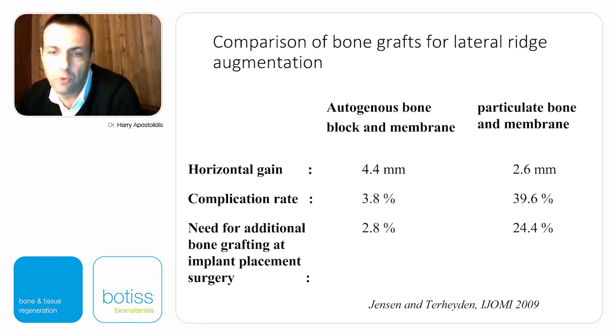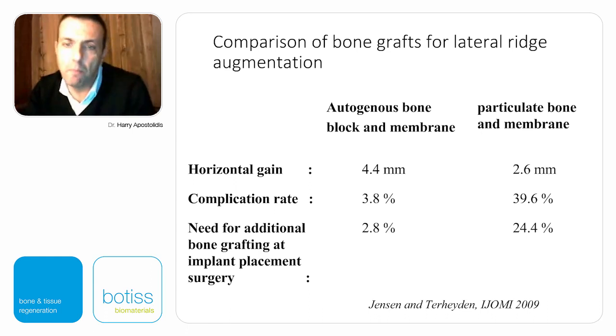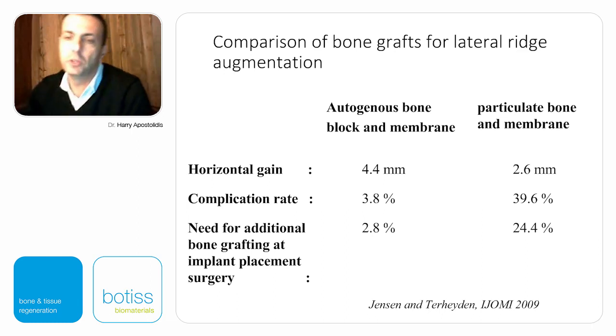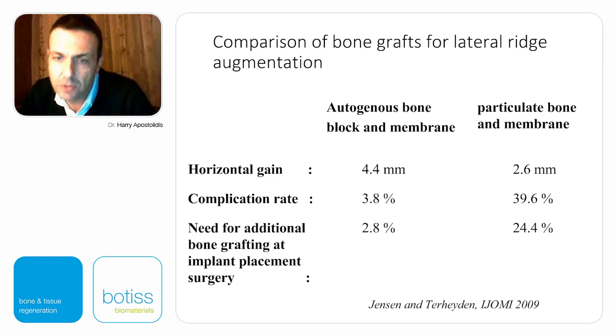So I'm going to go for the surgery that brings fewer complications. And I want my patient not to have to pay more again during re-entry surgery for implant placement. So look at that: 2.8% I have to regraft when I put my implants. Almost 25%, 1 out of 4 cases, I'll have to regraft if I use particulate bone to reconstruct the alveolus. So my patient has to pay again. So I make things more complicated. Why do I have to complicate things?